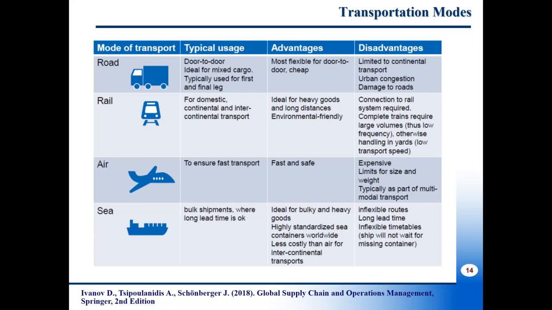Sea transport is the cheapest transportation mode but has limitations in terms of longer delivery time. The mode is the cheapest because a ship can carry bulky and heavy goods in standardized sea containers. However, the routes are inflexible and therefore a ship will not wait for any container which is missing because it has a tight schedule to stay at berth.